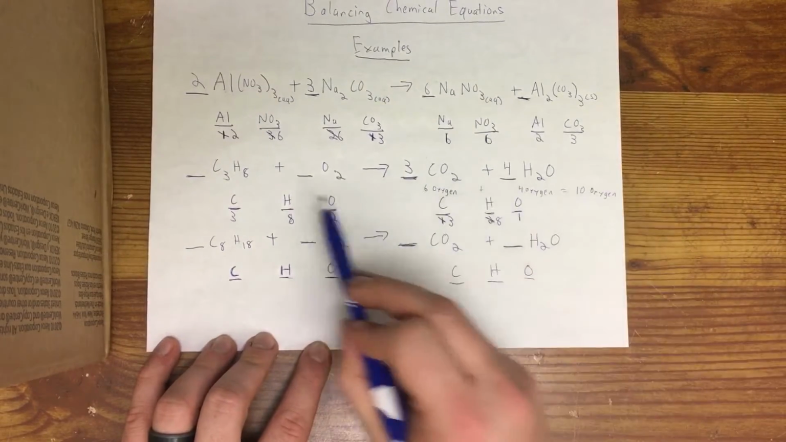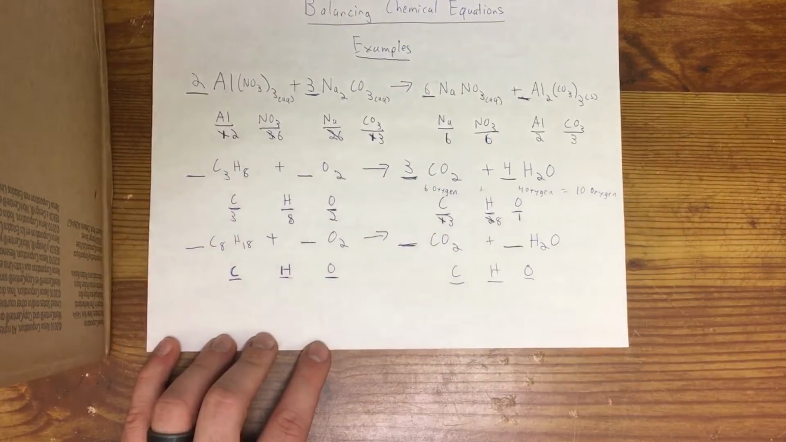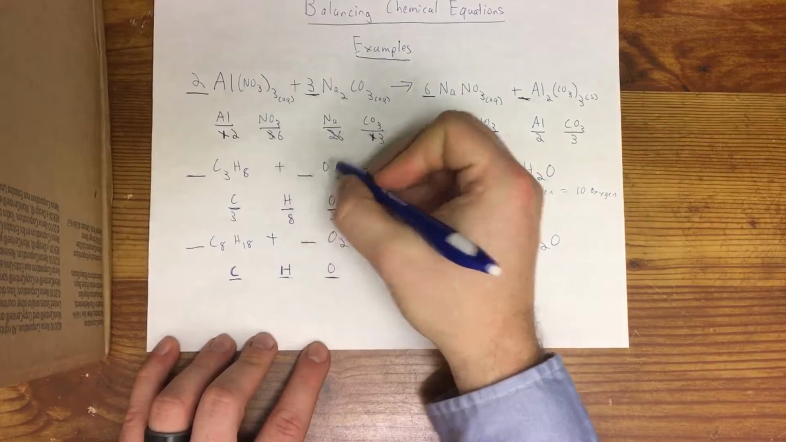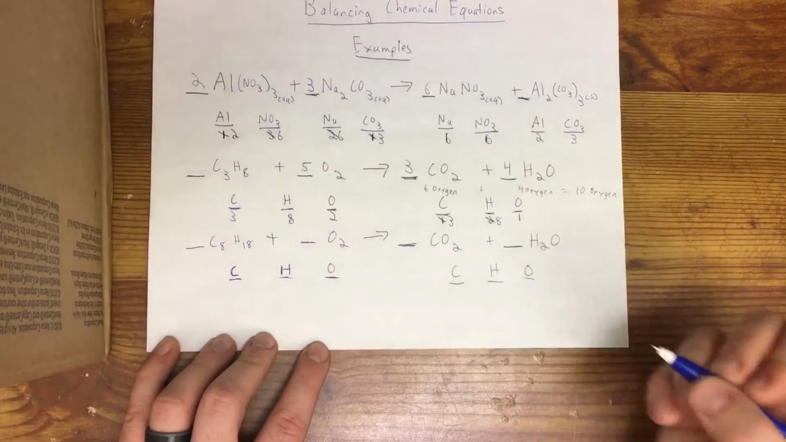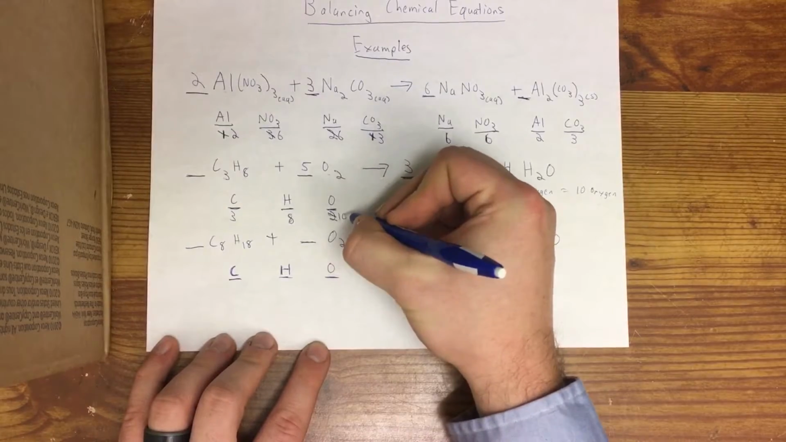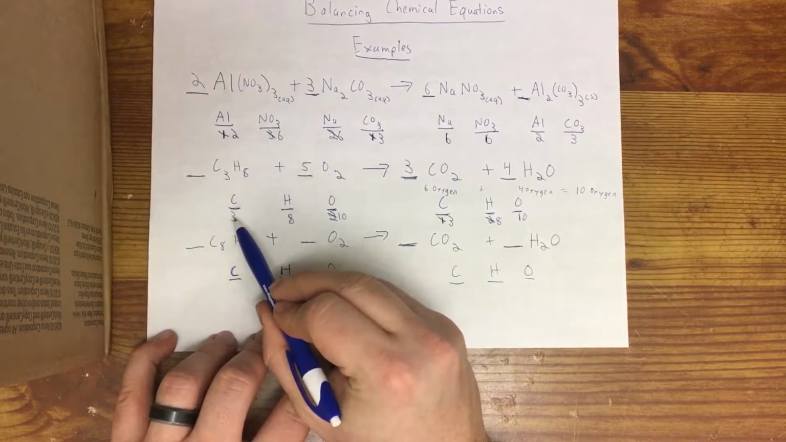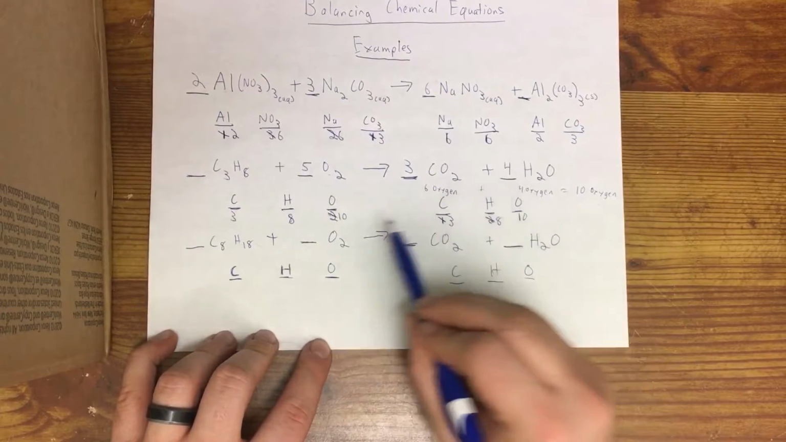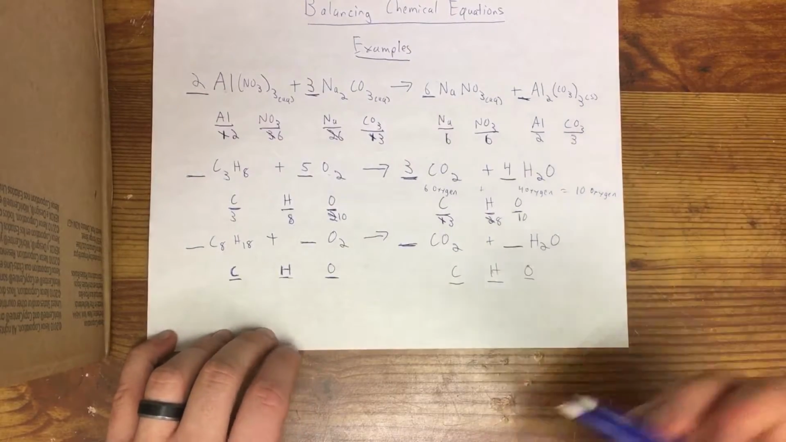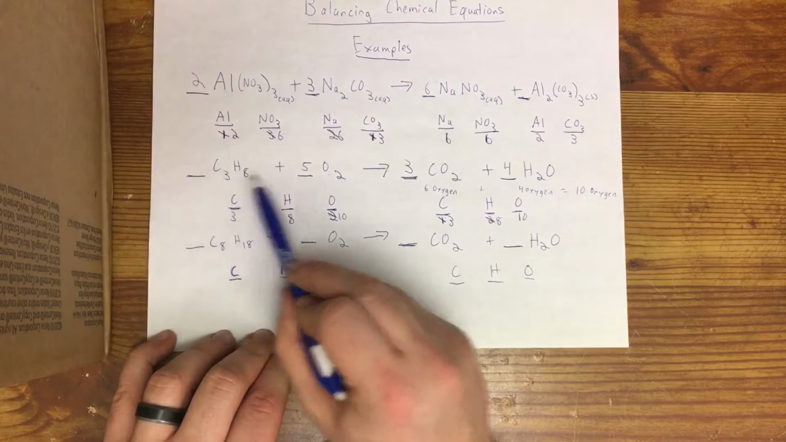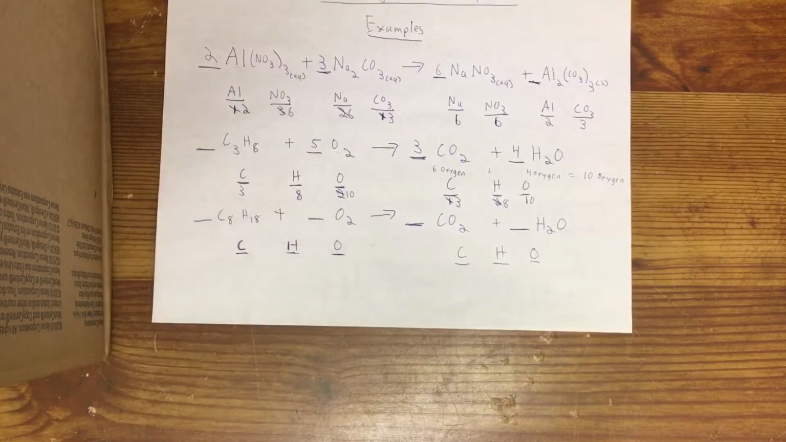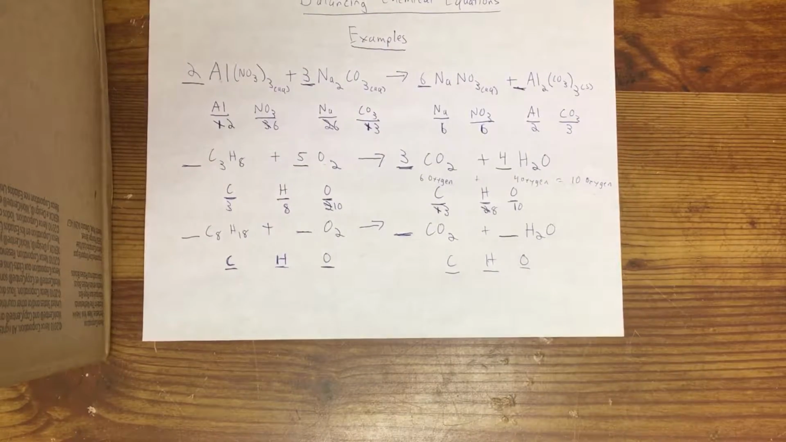So how do we make 10 oxygen on the left side? Well, we would take this O2 molecule and we'd multiply by 5. That would give us a total of 10 oxygen. So we now have 3 carbon, 8 hydrogen, 10 oxygen, 10 oxygen. And this is a balanced equation with the coefficients being 1, 5, 3, and 4. Excellent. So that wasn't too hard.